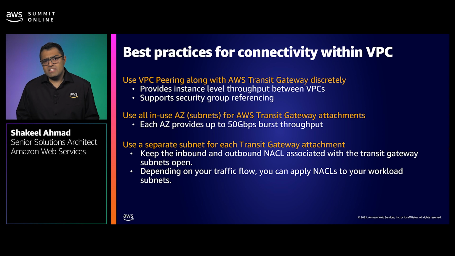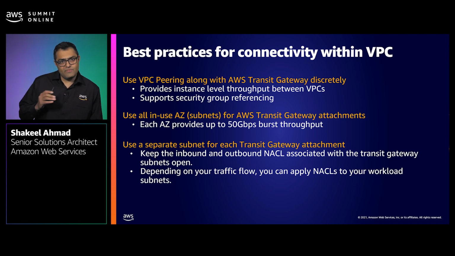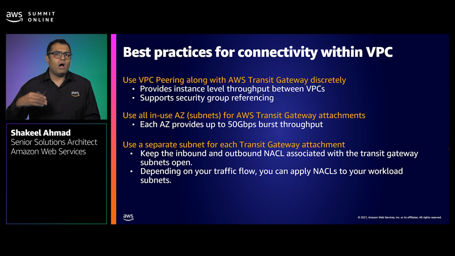Also, when you're using Transit Gateway, make sure you attach it to all AZs which are in use, since Transit Gateway supports 50 gigabits per second burst throughput in each availability zone. Another best practice you can follow is to create a separate subnet for each Transit Gateway attachment. This will allow you to keep the inbound and outbound NACLs for Transit Gateway subnets open, as well as apply NACLs to your other workload subnets without affecting the traffic which comes from Transit Gateway.